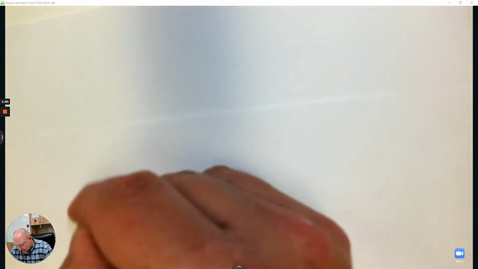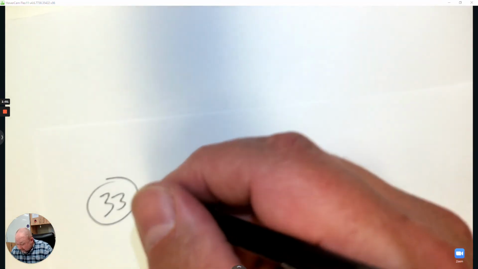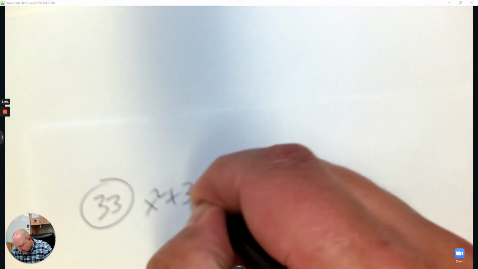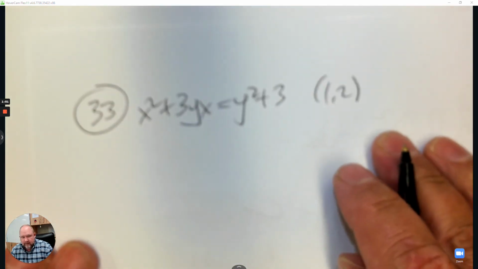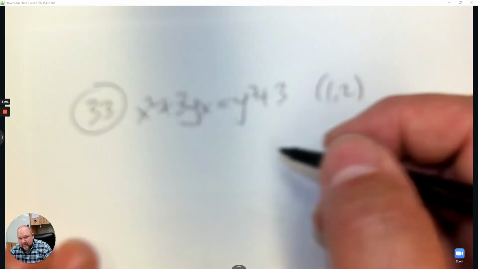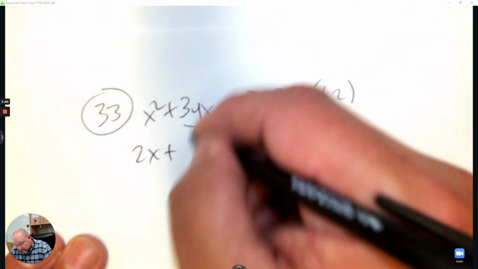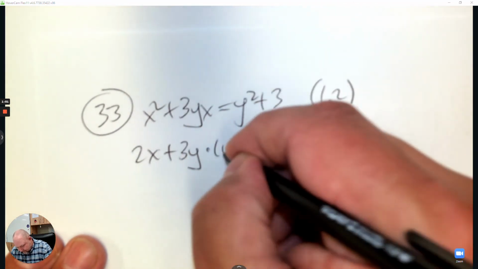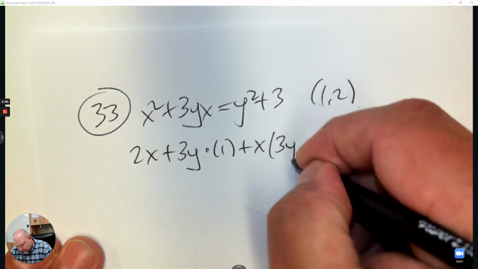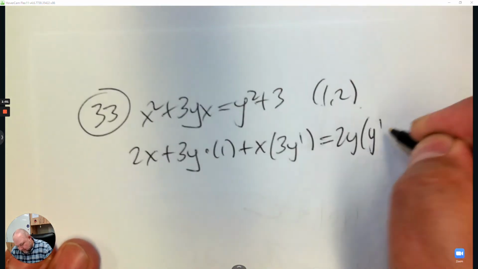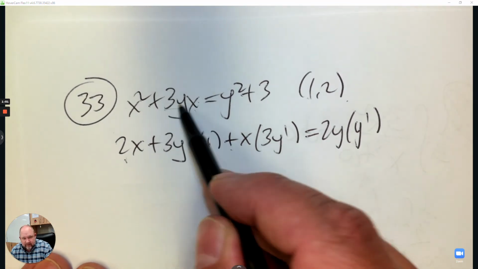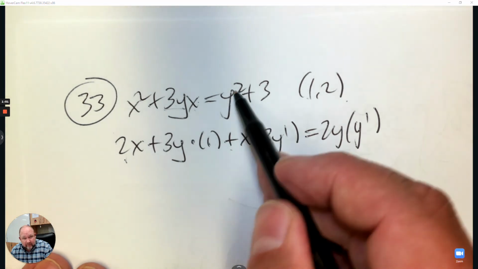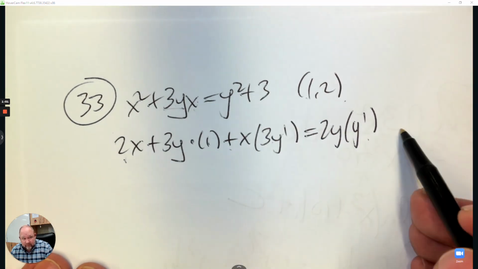33. 2 left. Find the equation of a tangent line at 1, 2. Step number 1, we have x and y. I need to find the slope. So this is 2x. This is the product rule. So 2x, the first, times the derivative of the second, plus the second times the derivative of the first, needs a y prime. This is 2y, needs a y prime, and the derivative of 3 is 0.